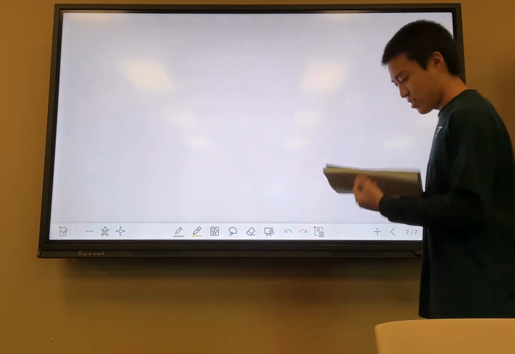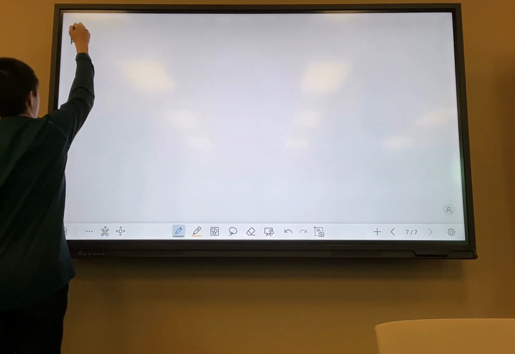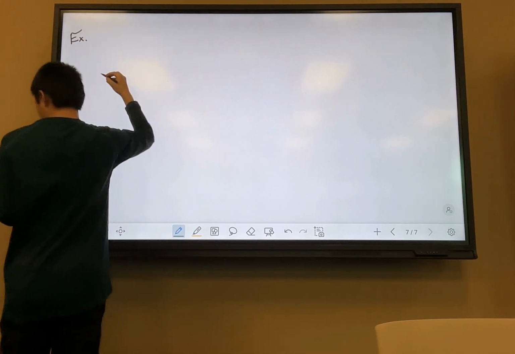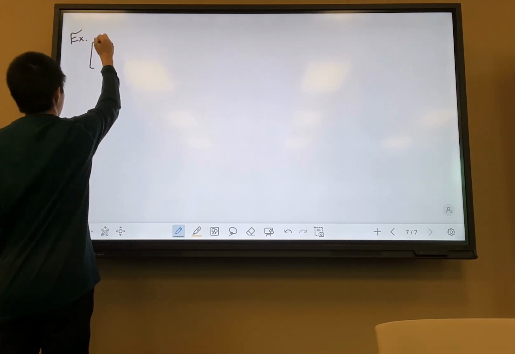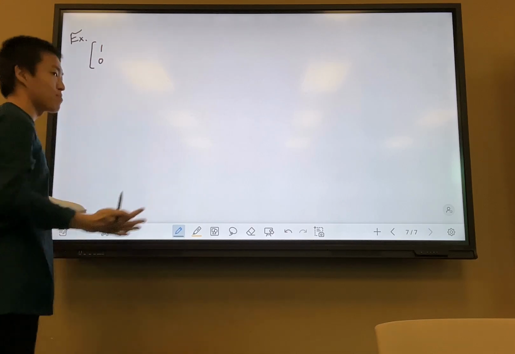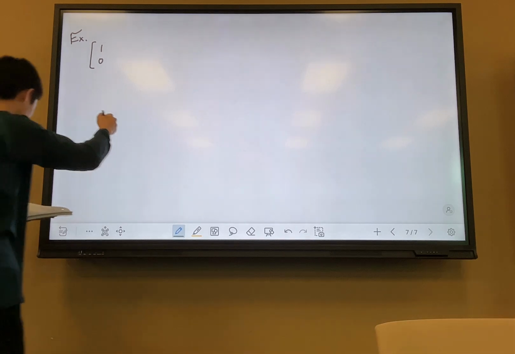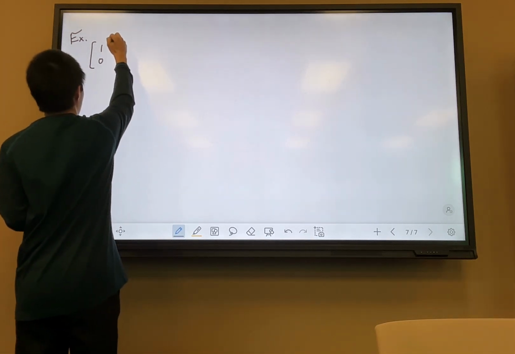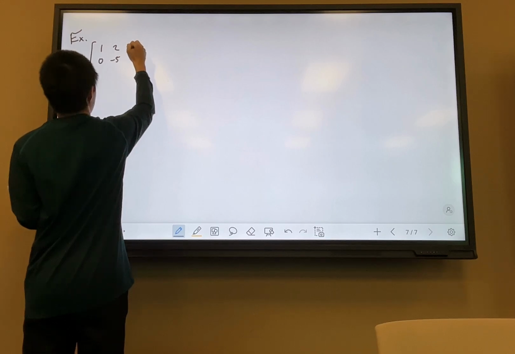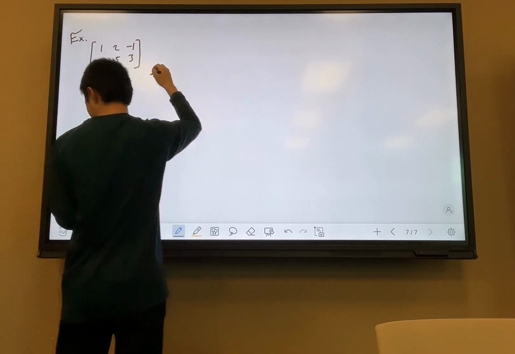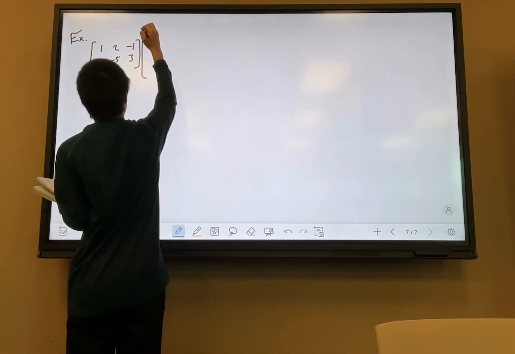Let's do an example and just do some basic computation. So if I have the matrix 1, 0, and when I'm speaking out loud, I will speak out the column vectors. So 1, 0, 2, minus 5, minus 1, 3. And that's that. And I'll multiply that by the vector 4, 3, 7.